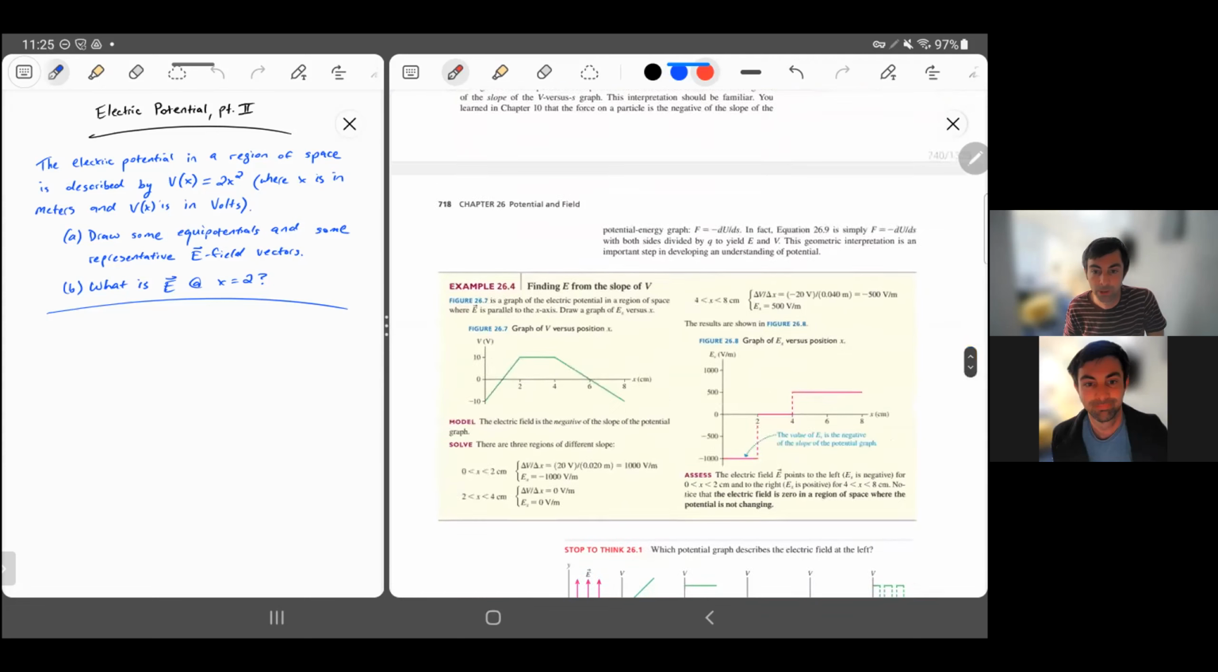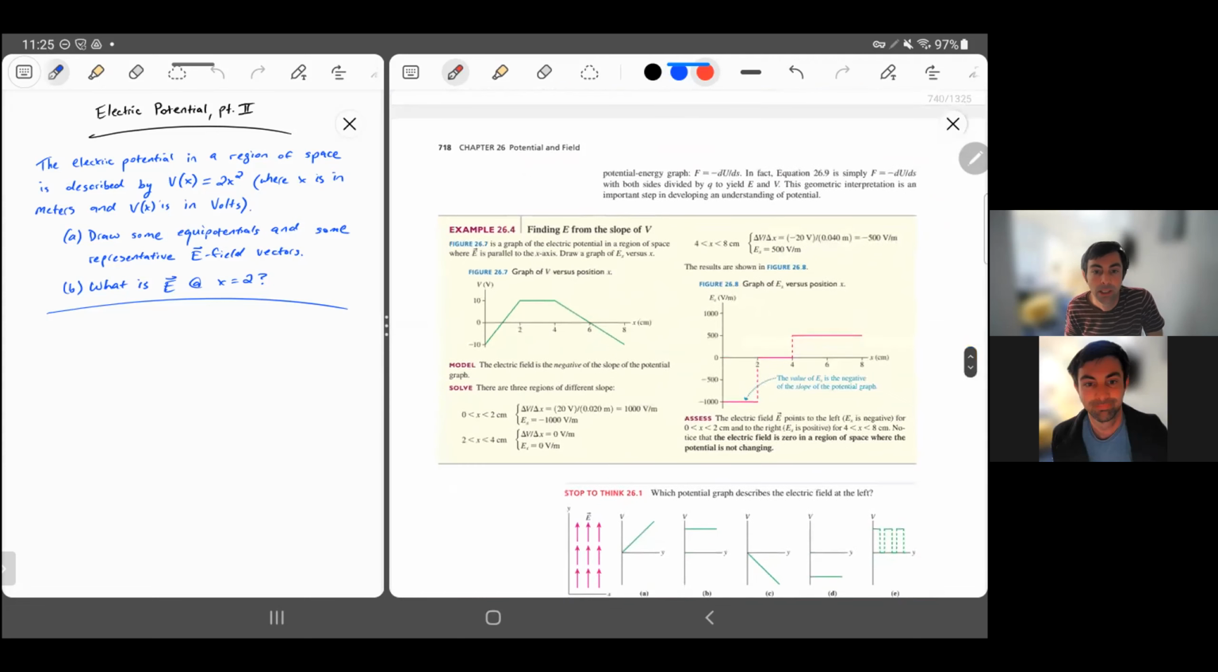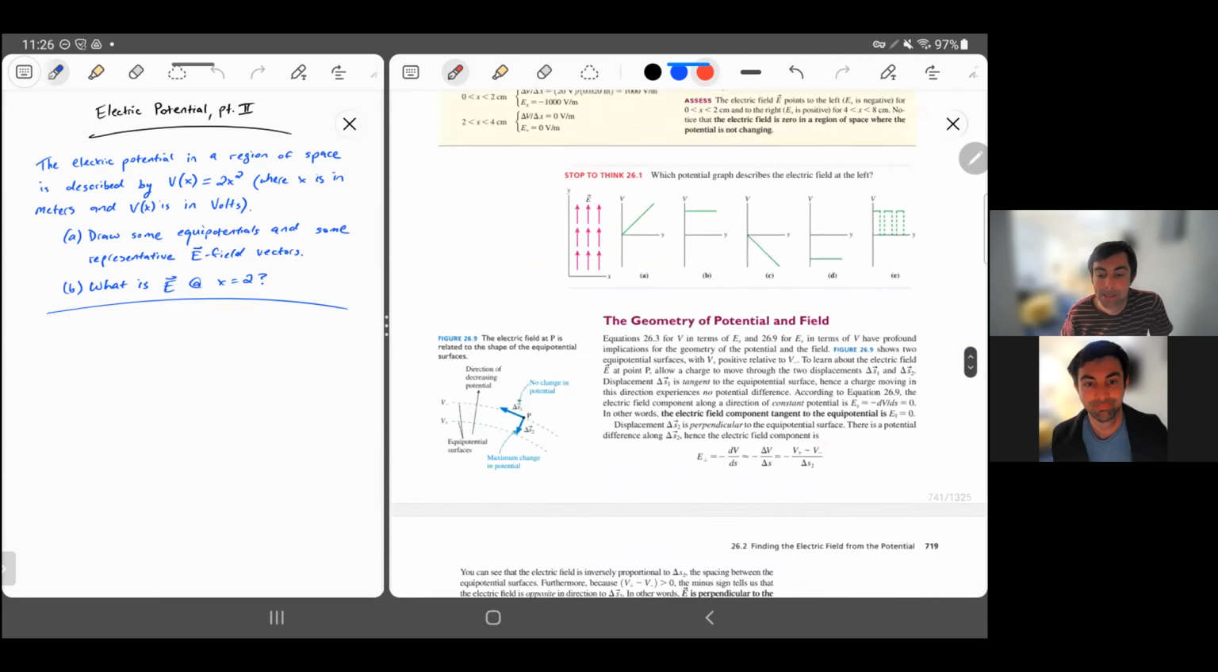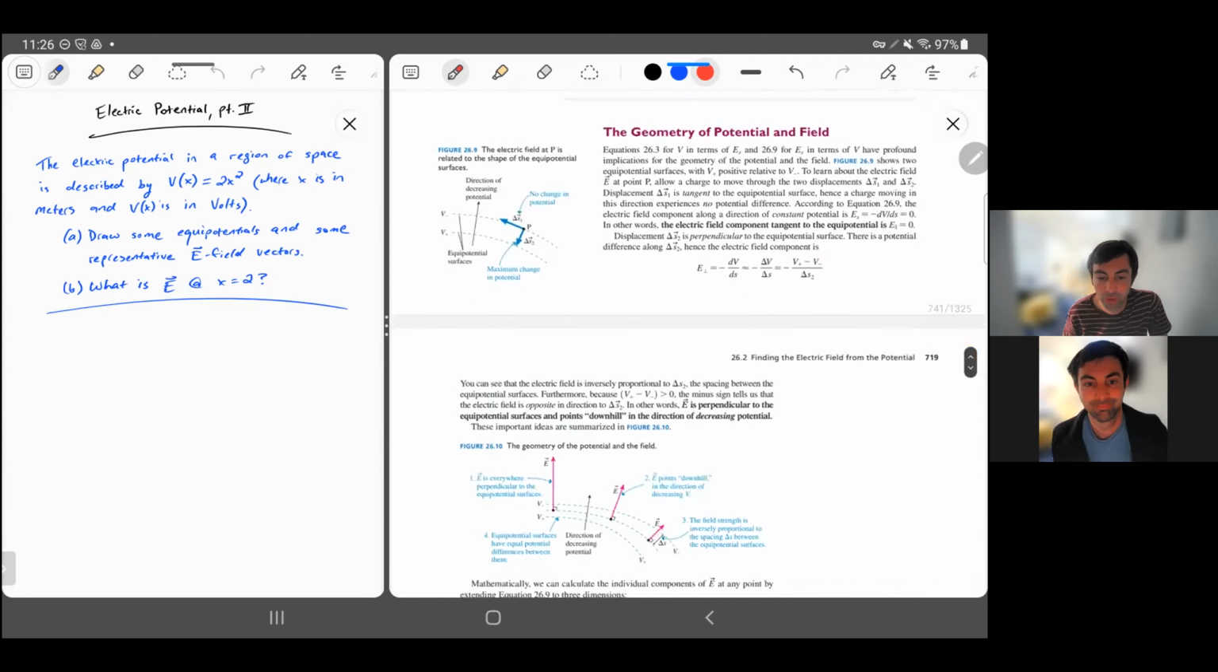So we're actually going to talk about that one in class. And so all of these examples are given V, find E. So given V, E is the minus derivative of this. So this is a positive constant slope, and with this extra minus sign, it's a negative constant electric field. And yeah, this is visually what's going on.